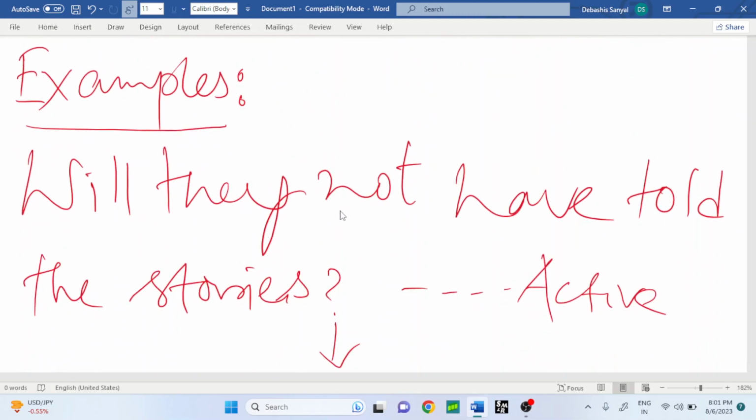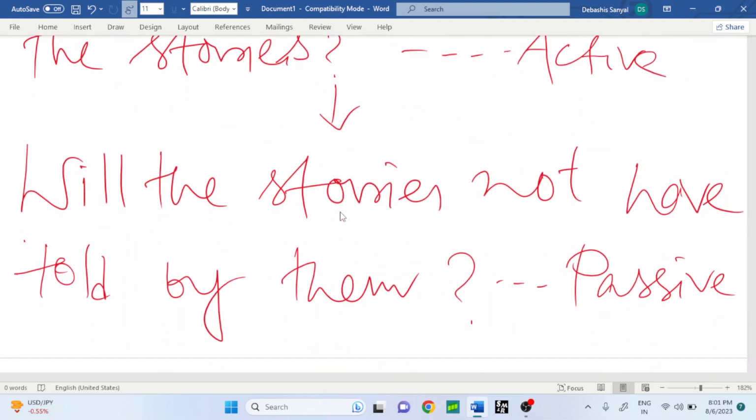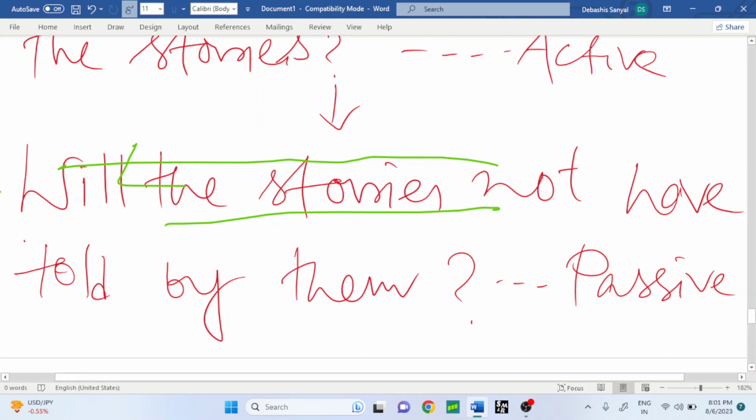Example: will they not have told the stories? Active voice. Will the stories, it's a noun. Not is placed there. Will not the stories? There will be not. It's a great mistake by me. Will not the stories have been told?